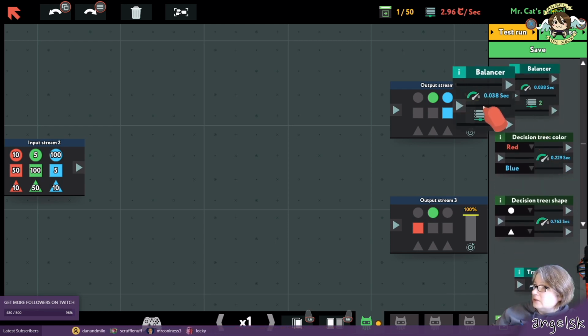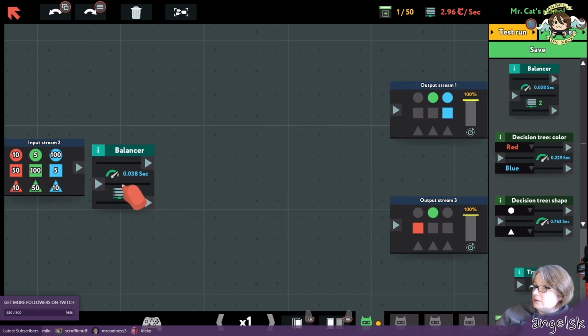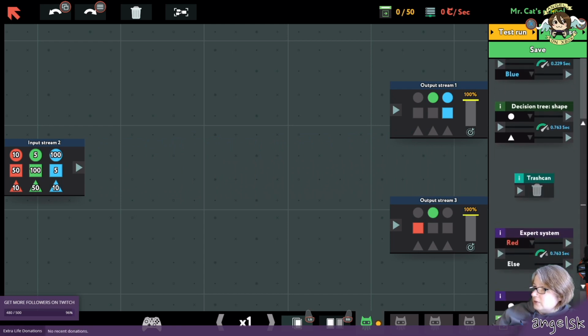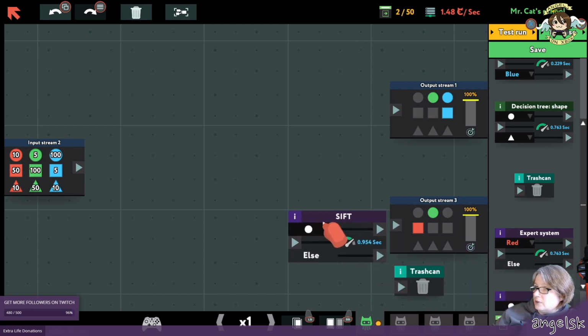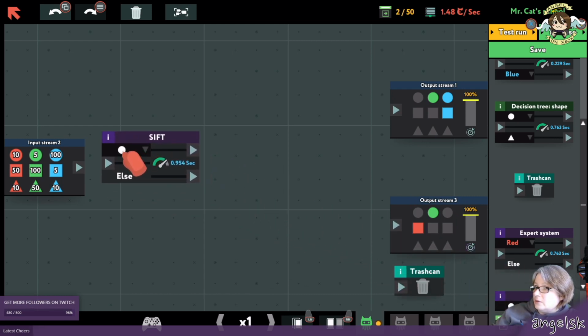Okay, so start off with the balancing. So those are expensive. This doesn't have to be fast, it just has to be accurate. Okay, so let us grab a trash can. So sift out all the triangles. Triangles are bad.